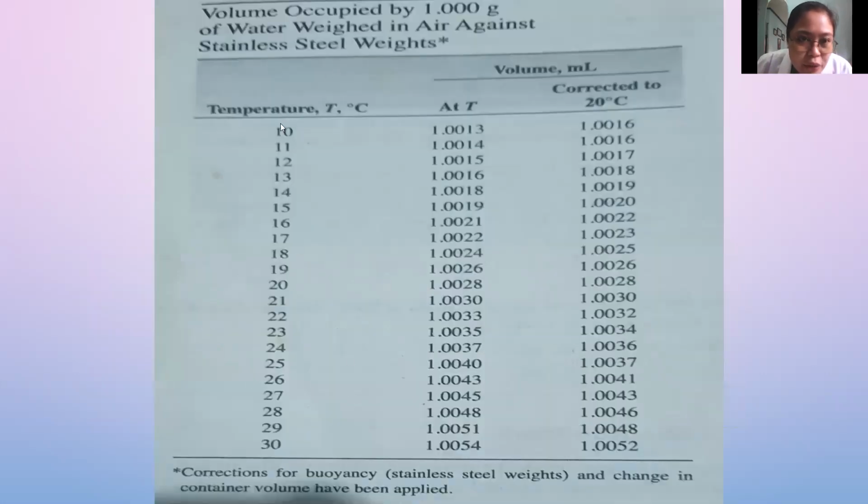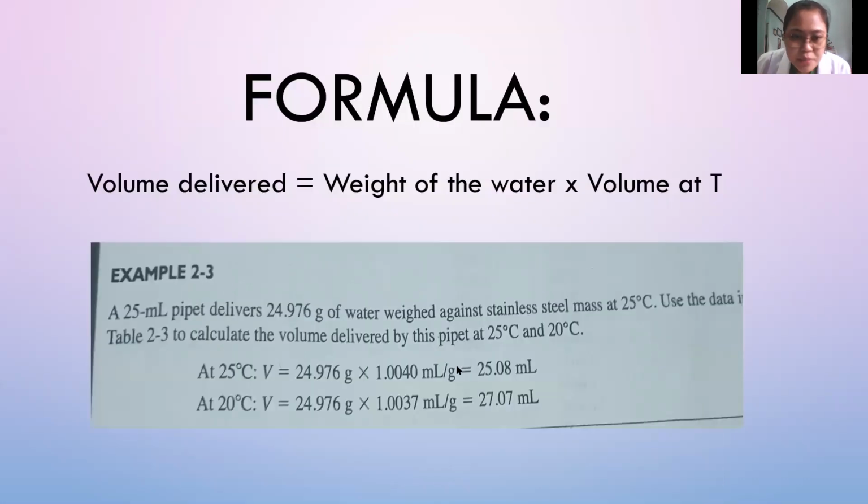So we go back to the table, this is the temperature. We look for 25 degrees Celsius, and supposedly the volume of water we get at 25 degrees Celsius is 1.0040. So this is what we will use in the computation: 24.976 grams times 1.0040 ml, supposedly per gram, delivered by the pipette at 25 degrees Celsius.